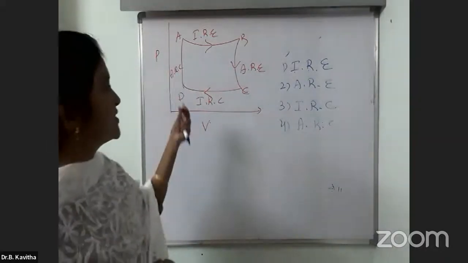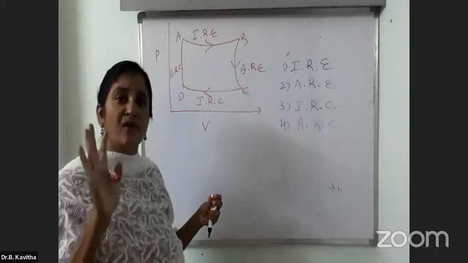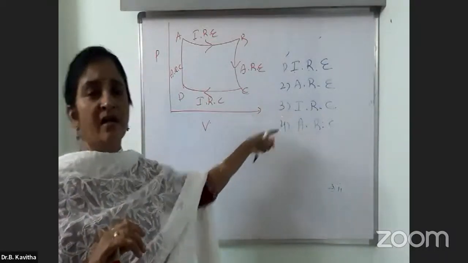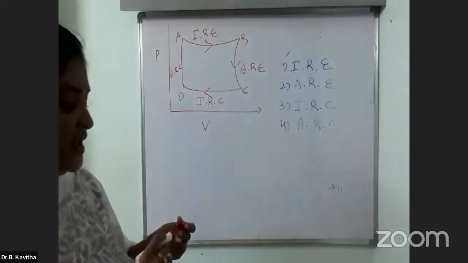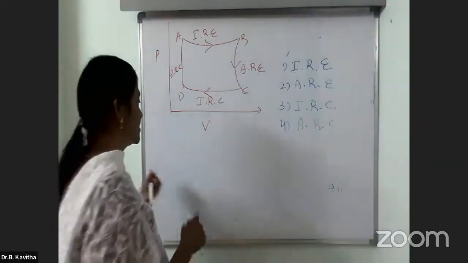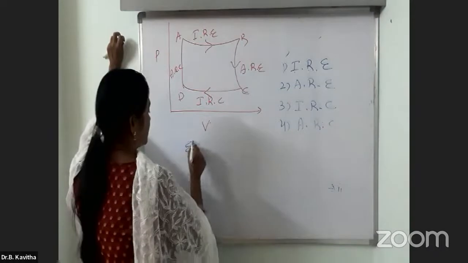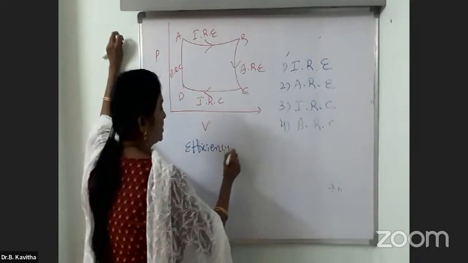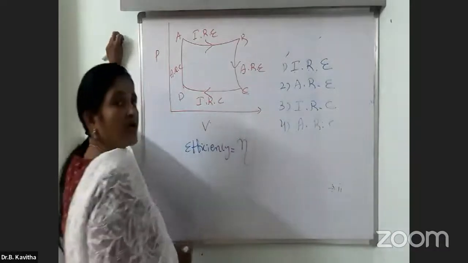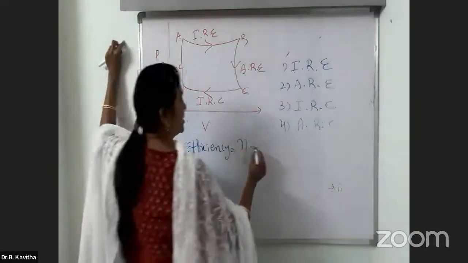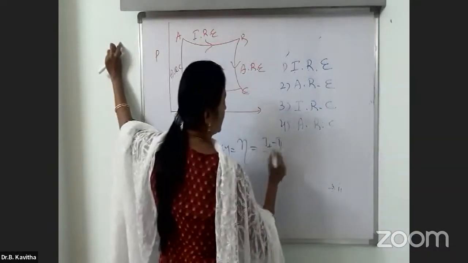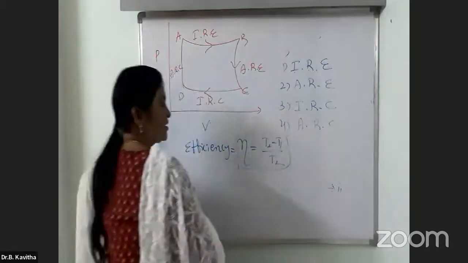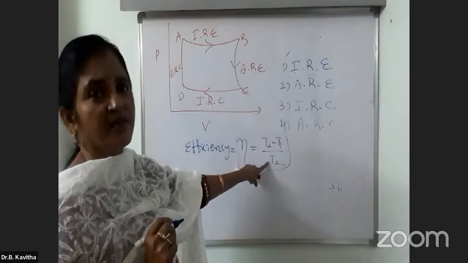So using these 4 processes, you calculate the work done for each. Then finally, you calculate the efficiency. The efficiency is represented by the symbol eta, and you get the equation as eta equals T2 minus T1 by T2. Once proved, efficiency depends only on temperature.